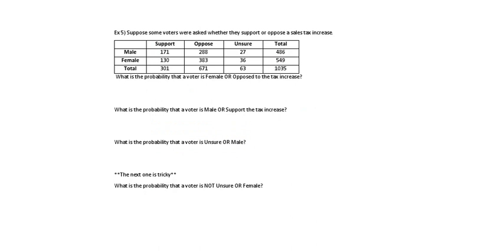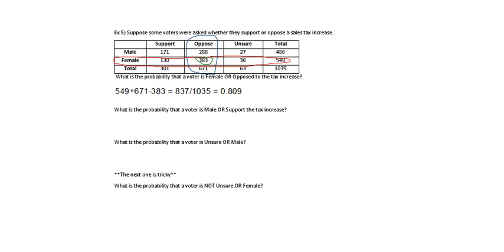Okay, so we have a table like this. You want to find the probability that a voter is female or opposed to the tax increase. Well, the total number of females is 549. The total number of opposed is 671. And then notice that 383 intersects female and oppose. So what we will do is 549 for female plus 671 for oppose minus 383 for the intersection, the cross. That is equal to 837. Then divide by the total 1035, and we get 0.809.